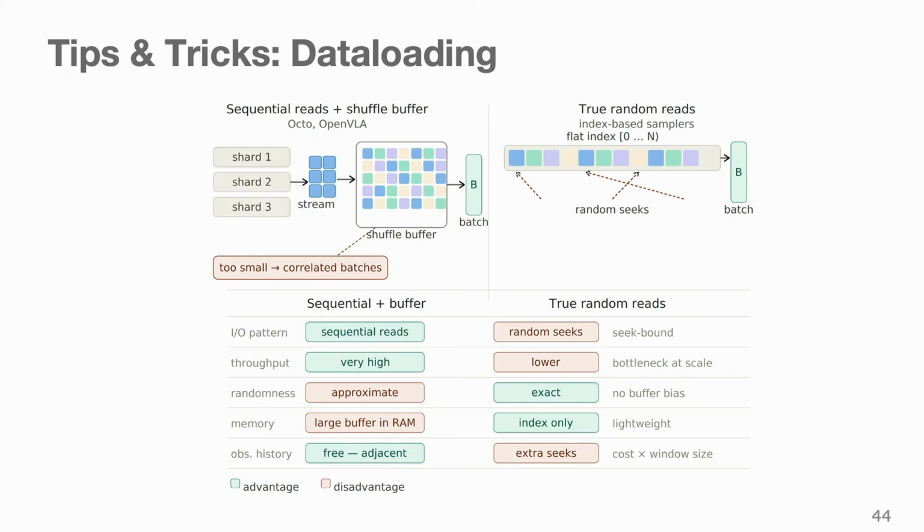Data loading, once you start doing pre-training on heterogeneous large data sets, also becomes a key architectural choice that will affect the performance of your policy, for example via randomness and so forth.